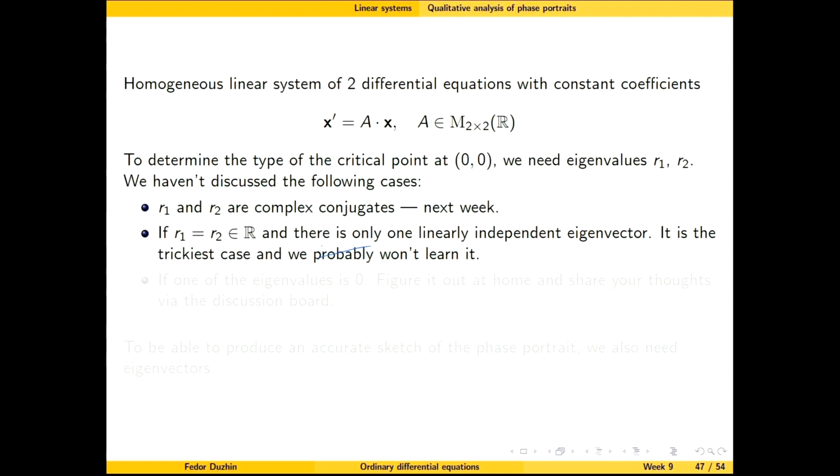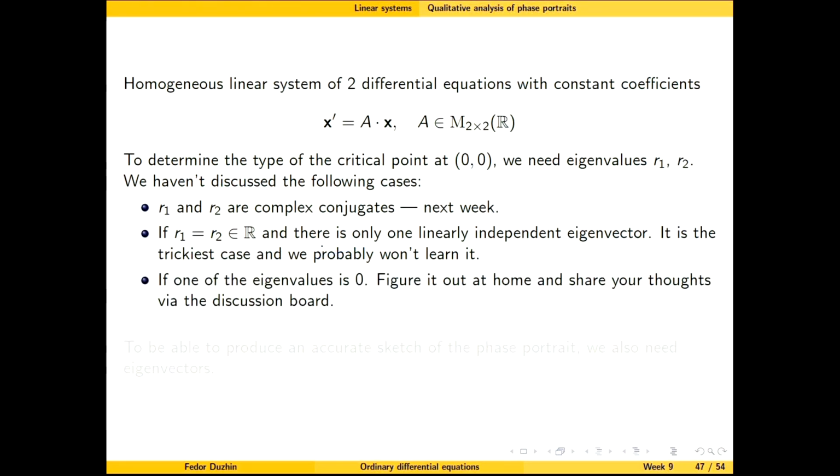What we haven't covered yet is what happens if the determinant of the matrix is 0. I suggest you figure it out at home and share it via the discussion board, or as comments to this video. And if we want to produce a more or less accurate sketch of the phase portrait, then not only do we need to know the signs of the eigenvalues, whether they're positive or negative, but we also need the eigenvalues themselves and the eigenvectors.